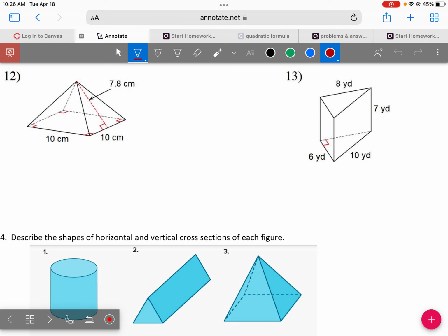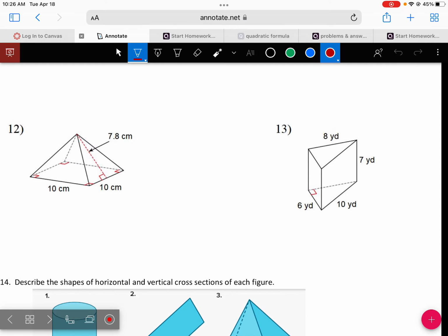All right, so here we go. What do we call number 13? Triangle or something. It is a triangular prism, yes.